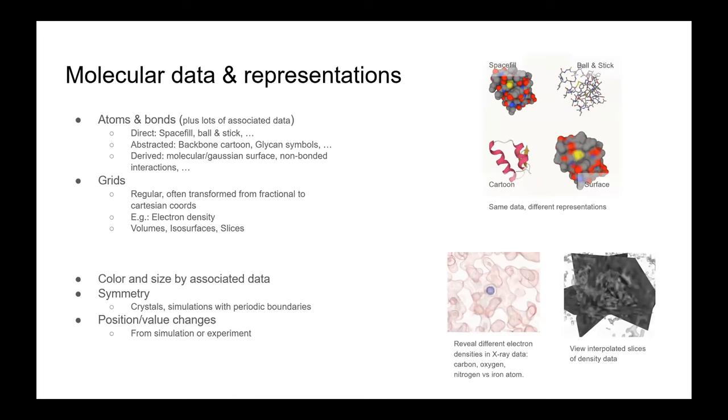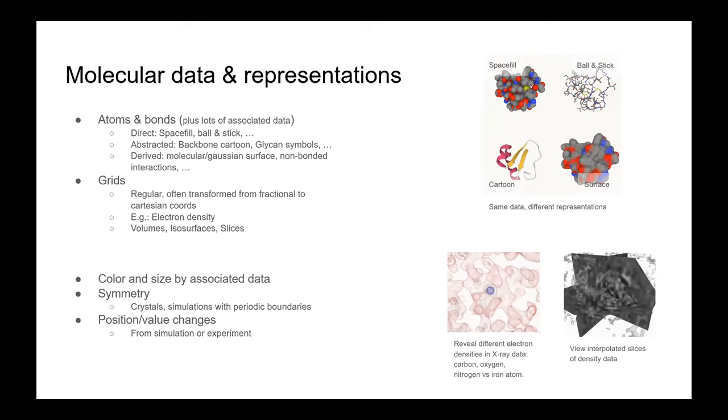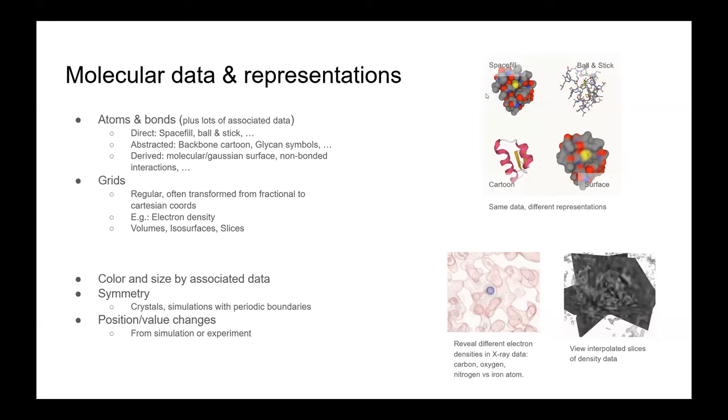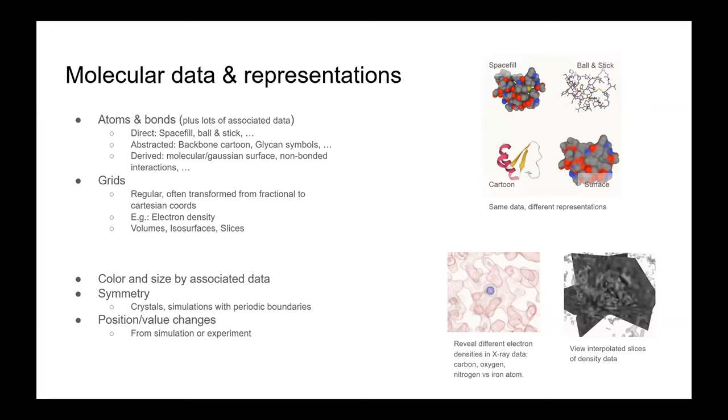Let me talk a bit about what the actual molecular data is and how we'd like to look at it. In general, we're talking about atoms, which are points in space. And then they have all sorts of data associated with them, like how large they are, what type they are, how well they were resolved during an experiment, for example. So you can see what we call a spatial representation here on the top left. And then another piece of data is bonds that connect the atoms to form molecules. Those are usually drawn as cylinders or sticks.